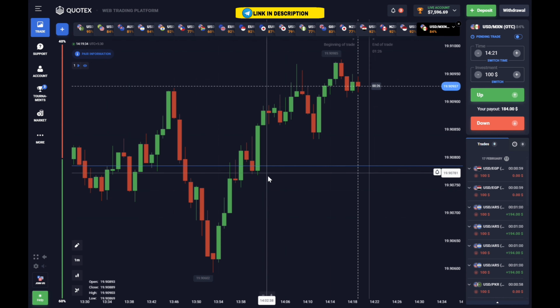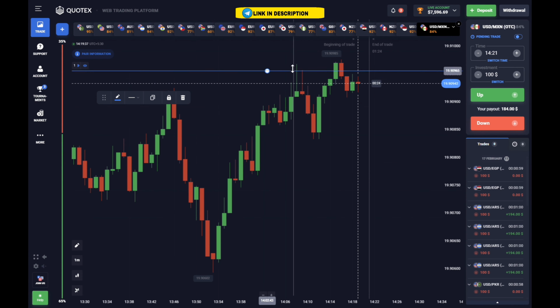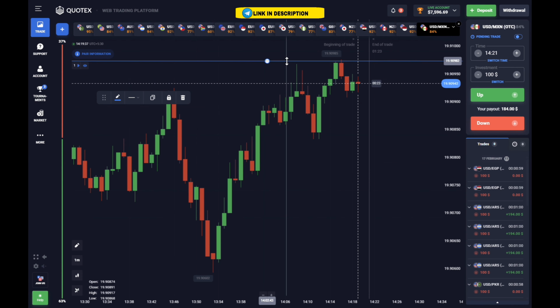So, for now, I have drawn a horizontal line here. I will place it on the upper side, right where the market started to turn bearish. I have placed the horizontal line at that point. Now from the upper side, the market movement has been downward.